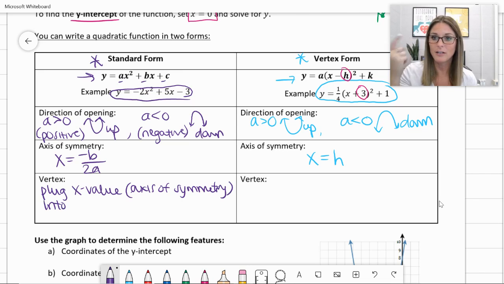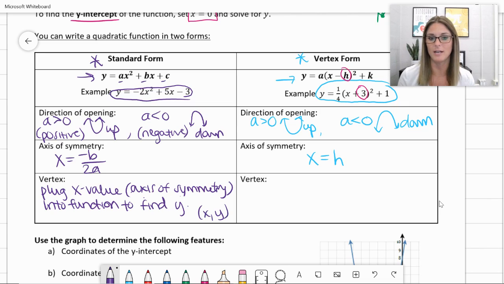into your function, into your equation, to find y. So you're going to take the x value that you get from the axis of symmetry, plug it into your function, evaluate it, and that'll give you your y, and then you can have your x and y coordinate.